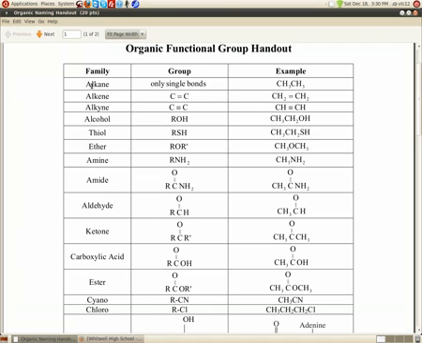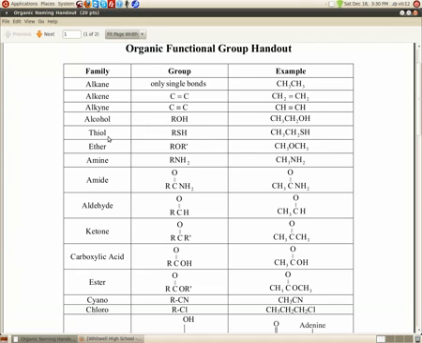Okay, an alkane, basically everything has all single bonds. An alkene is when you have a double bond. An alkyne is when you have a triple bond. An alcohol has a hydroxyl group, this OH that you see here. This R represents any carbon chain.